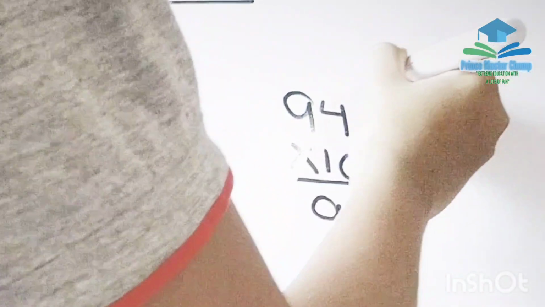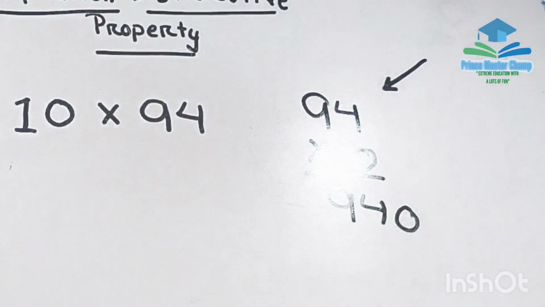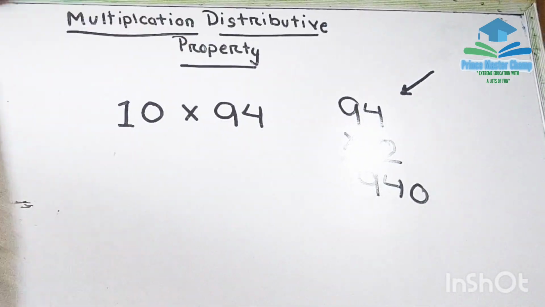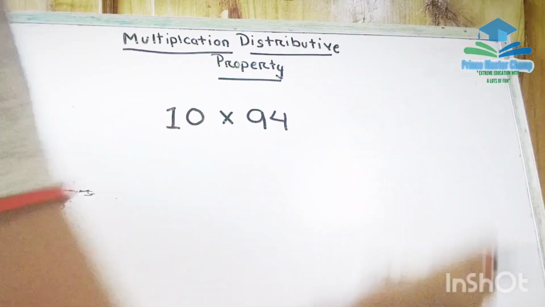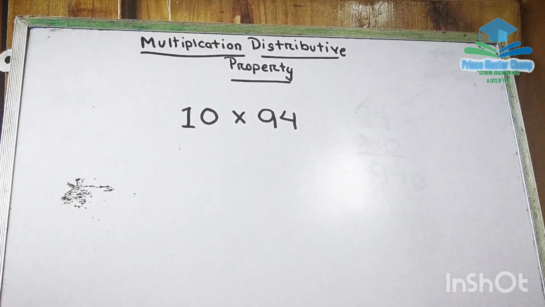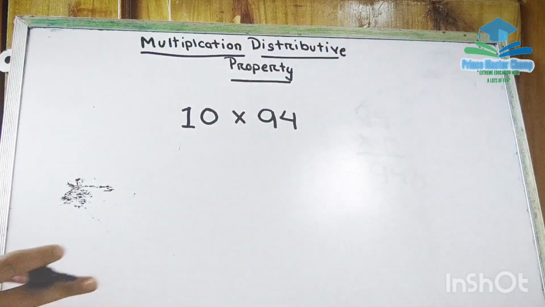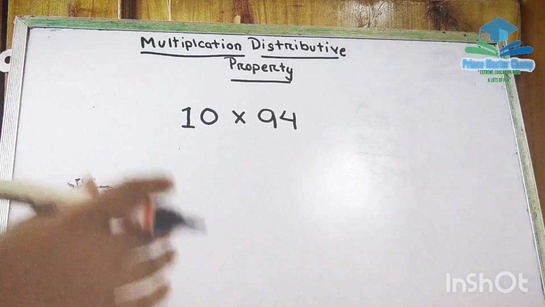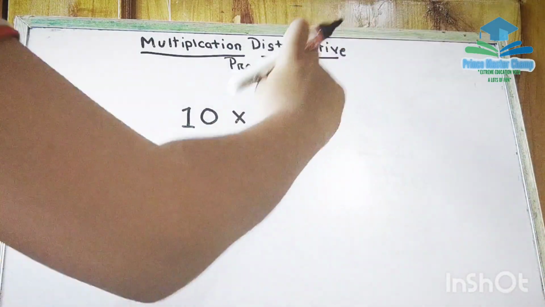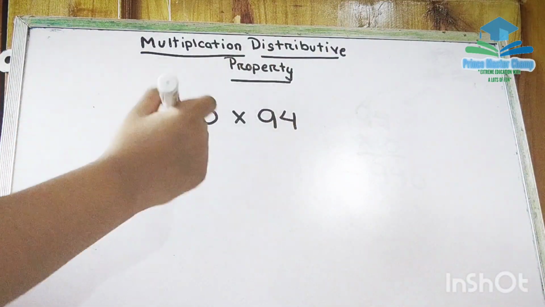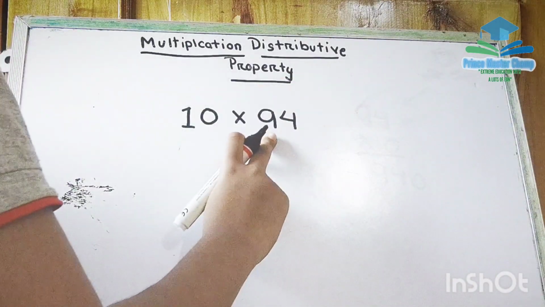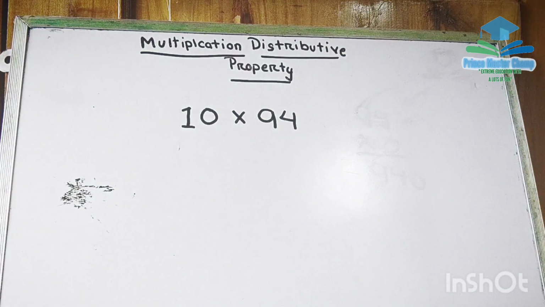Now this was what we used to do when we were small kids. But now we need to learn about the distributive property. What is the distributive property? The property in which we distribute the question is known as the distributive property. So now we are learning the distributive property of multiplication. How can we distribute? Over here you can see the number 94.